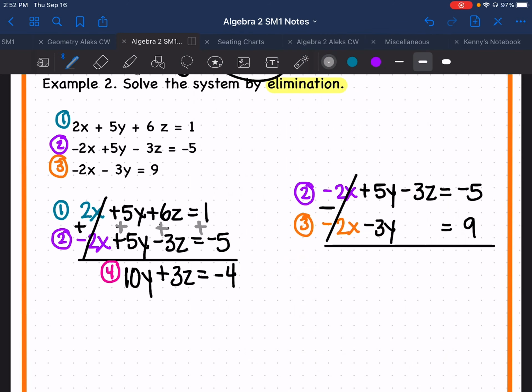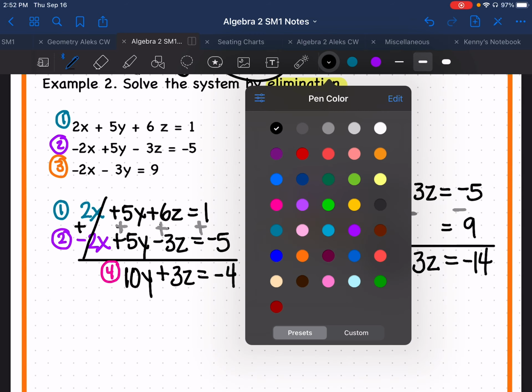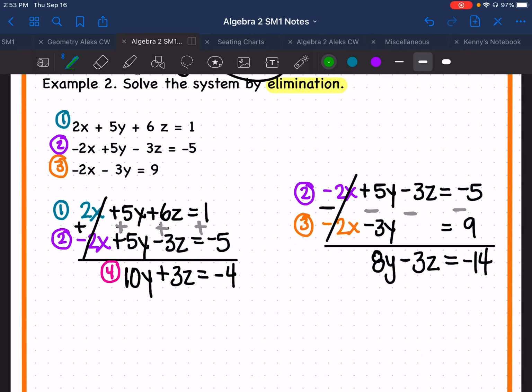Now remember, we're going to subtract, subtract, subtract. Okay, 5 minus negative 3y gives me 8y. Negative 3 minus nothing gives me negative 3z. And negative 5 minus negative 9 gives me, of course, negative 14. This will be equation number 5.